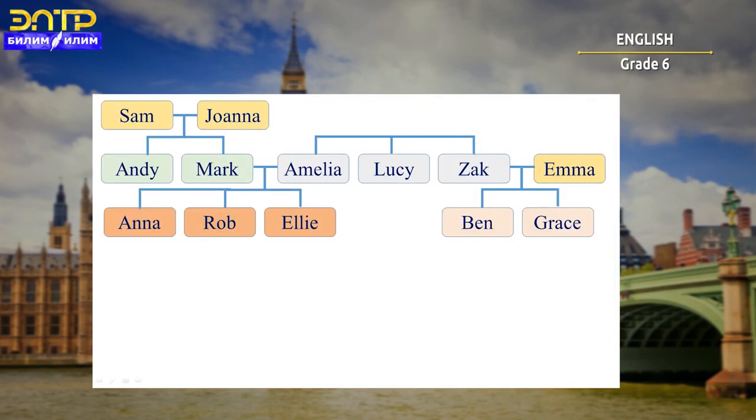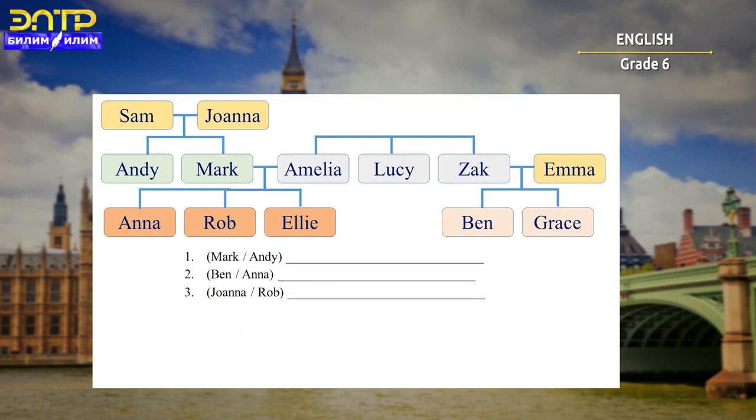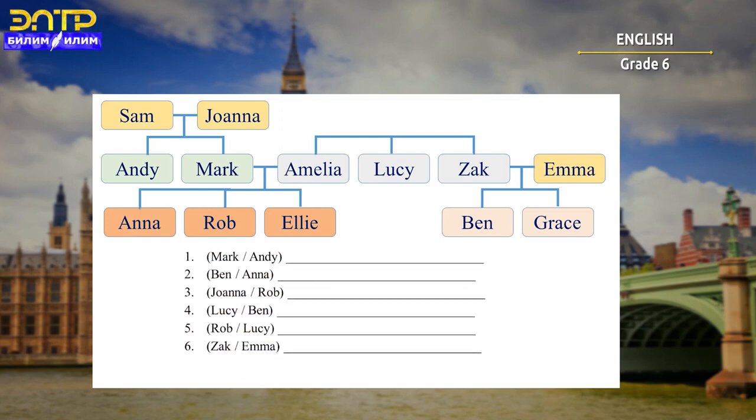Now please, look at this family tree. We have here grandparents, parents and children. And your task is to make sentences using these names and the family tree. So number one, Mark and Andy. Who is Mark for Andy? Mark is Andy's brother. Very good. Now please try to do the other sentences yourselves.